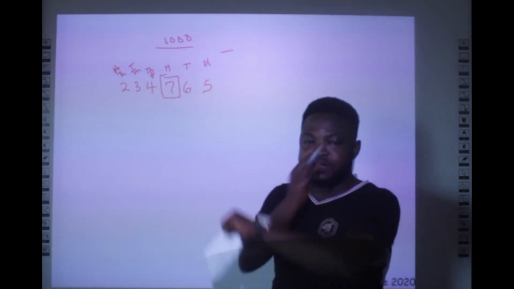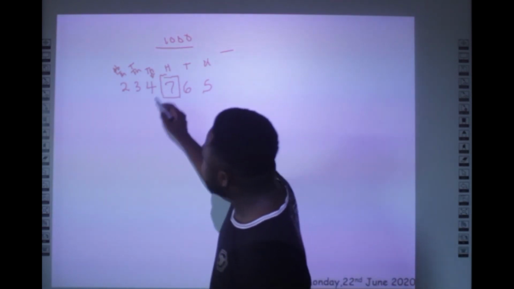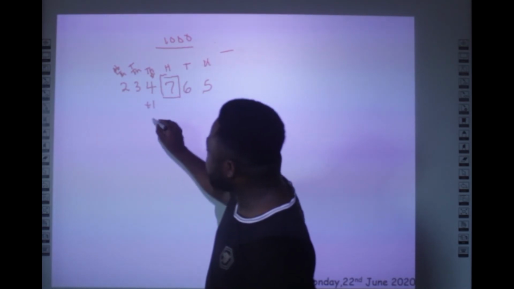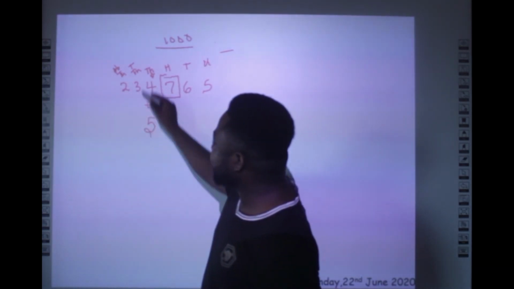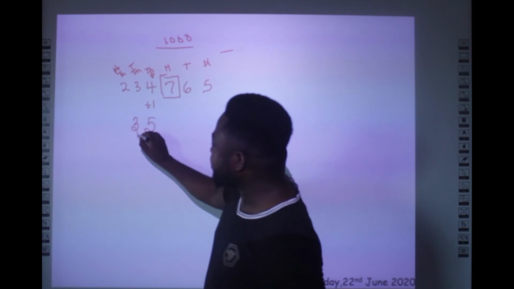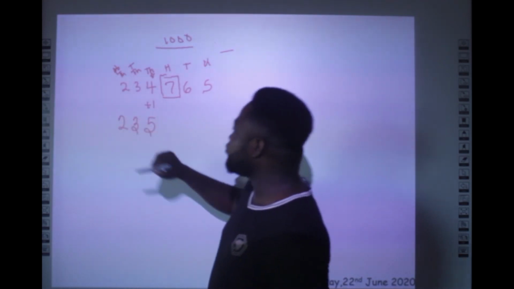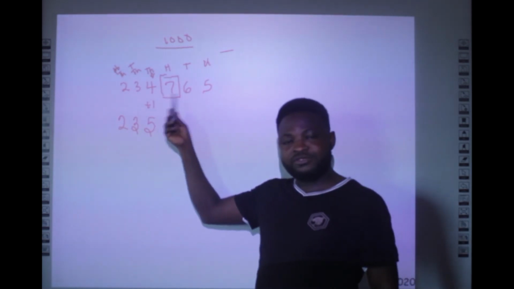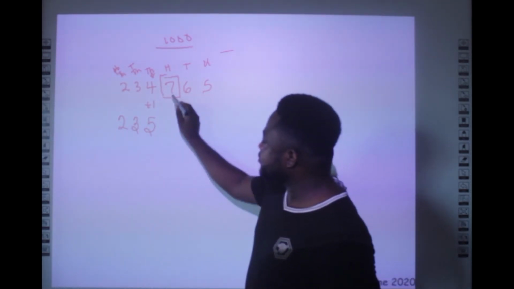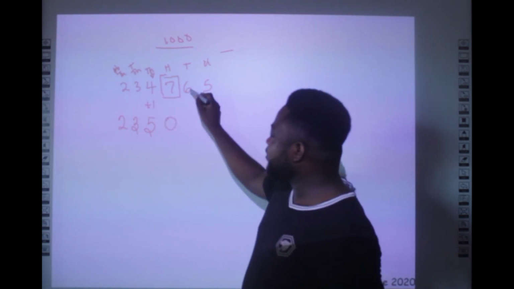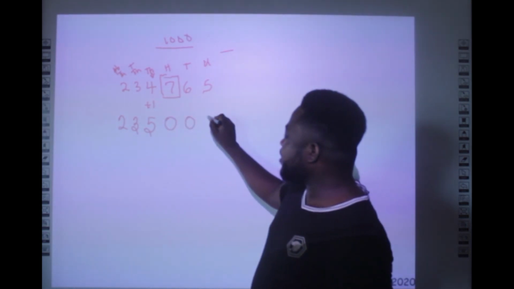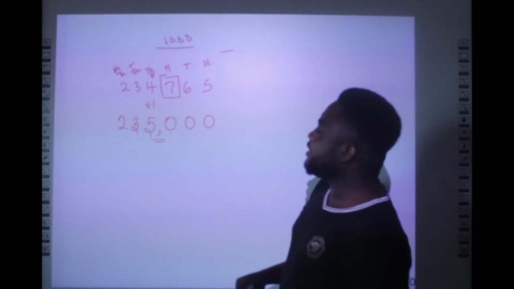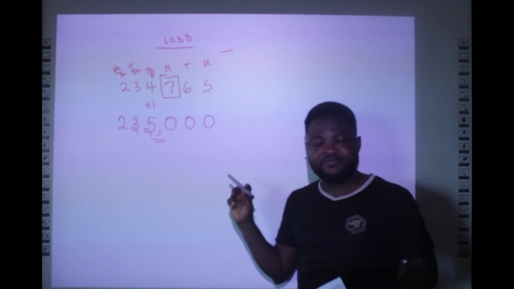Since it's up to 5, you add 1 to the target digit. So that means you are going to add plus 1. 4 plus 1 will give us 5. You drop down 3, drop down 2. All the remaining digits to the right of the target digit will turn to 0. So 7 will turn to 0, 6 will turn to 0, 5 will turn to what? 0. So the final answer is 235,000.